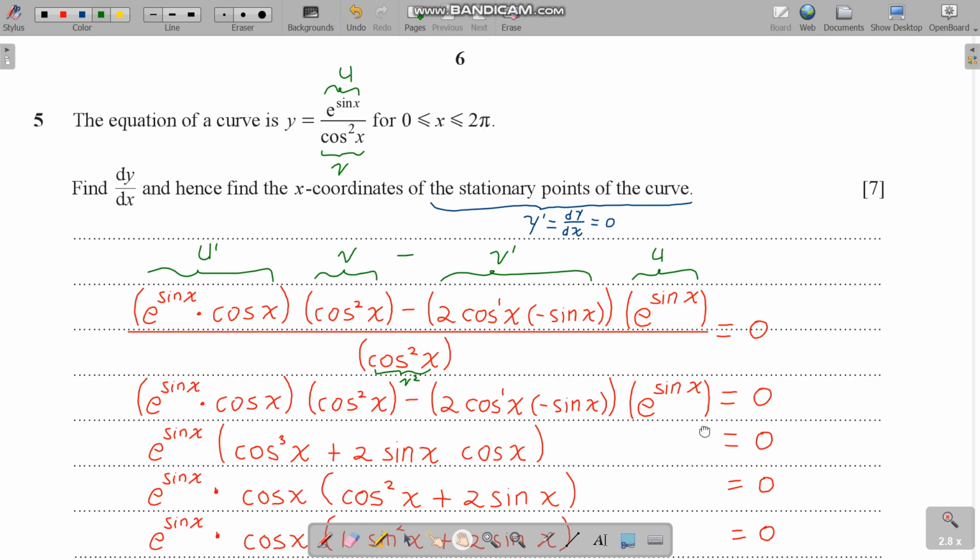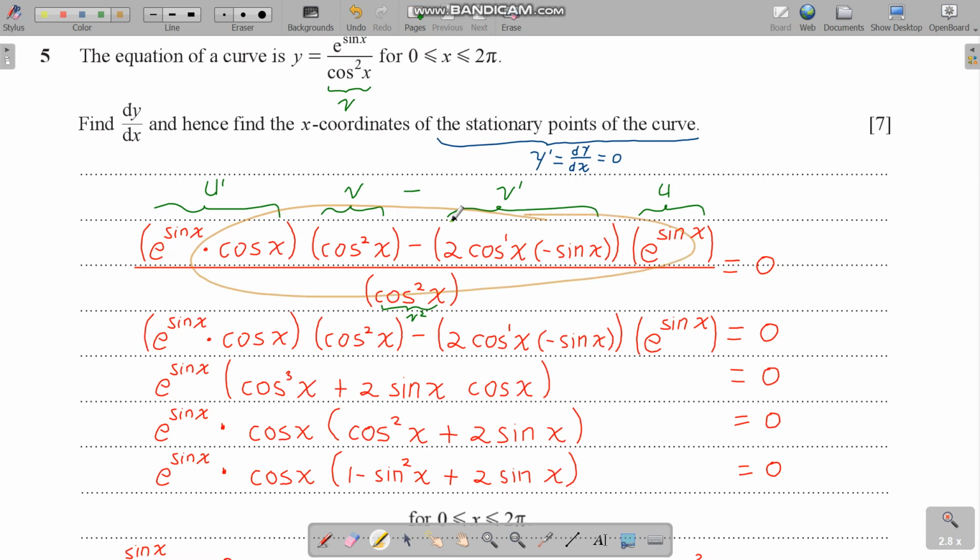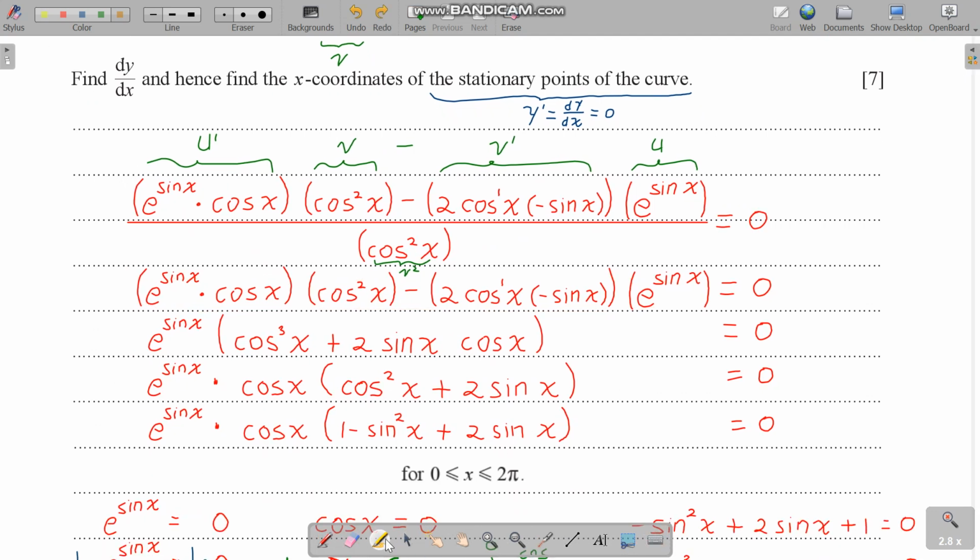Okay, so we are solving y prime equals 0. When we are solving a fraction equals 0, we can just solve the numerator equals 0, or multiply both sides by the denominator. When we are solving something equals 0, we have to make it a multiplication, not a subtraction like this, which means we have to factor out things so we get a multiplication. So here we factor out e to the sine x. From the first term we still have cos cubed, and from the second term we still have this part here. Minus times minus is plus, so we have plus 2 sine cos.